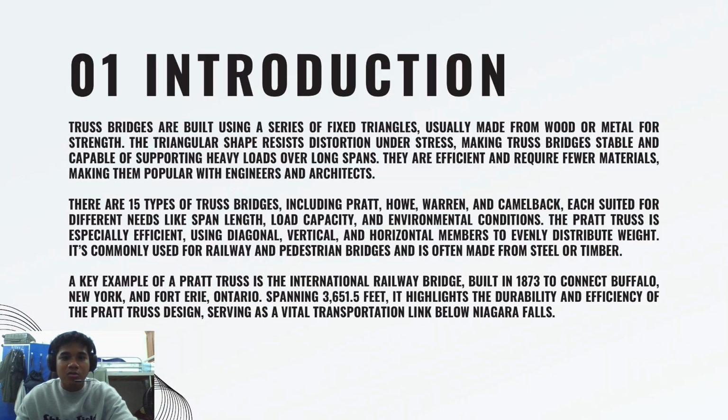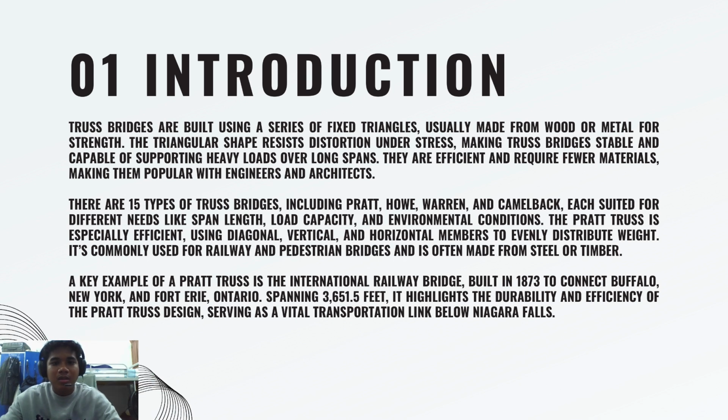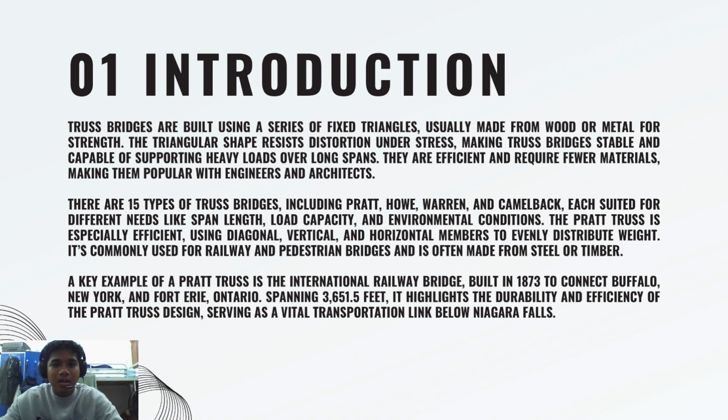Today, I will introduce you to the truss bridge, a fascinating type of structure known for its unique design and engineering efficiency. Truss bridges are constructed using a series of triangles, typically with materials like wood or metal. The triangular shape plays a vital role. It's strong, stable, and resistant to distortion under stress. This makes truss bridges highly capable of withstanding external loads across large spans while requiring relatively less material, making them a preferred choice among architects and engineers.